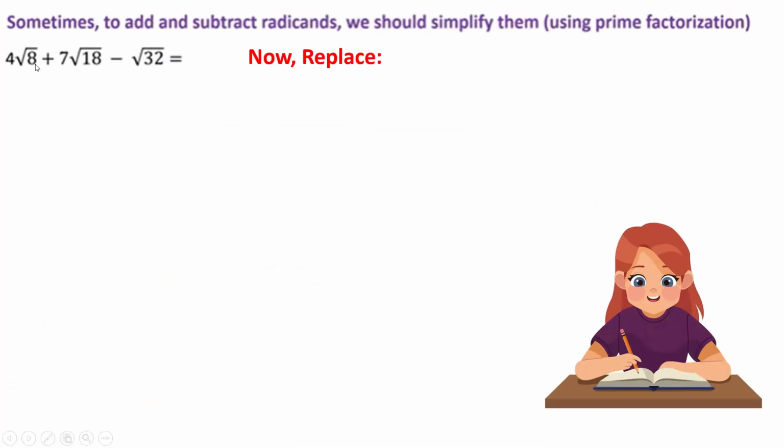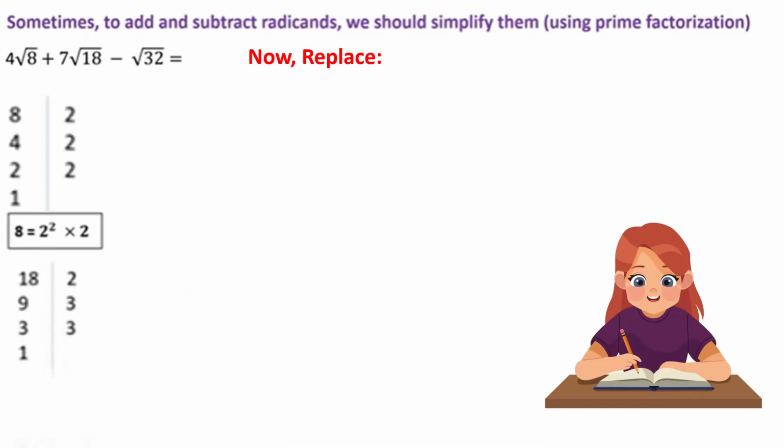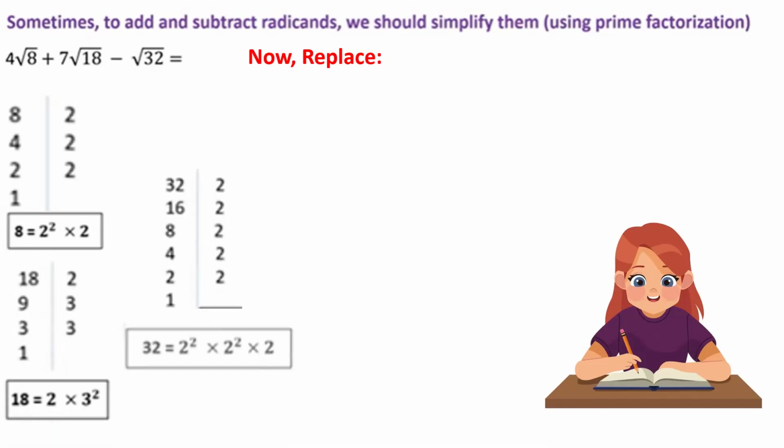Sometimes if I'm adding or subtracting radicals, the radicands are not the same, but I can see that, for example, 4 radical 8 plus 7 radical 18 minus radical 32. Radical 8, radical 18, and radical 32 can be simplified. As I said before, how can I simplify radicands? I use prime factorization. So I make the prime factorization of 8, prime factorization of 18, and prime factorization of 32. This is the prime factorization of 8. Here is the prime factorization of 18. And this is the prime factorization of 32.